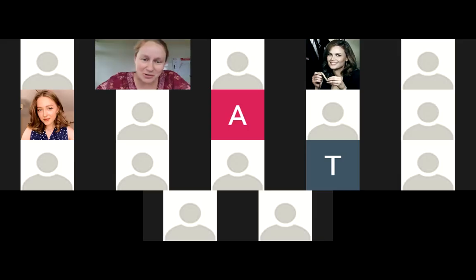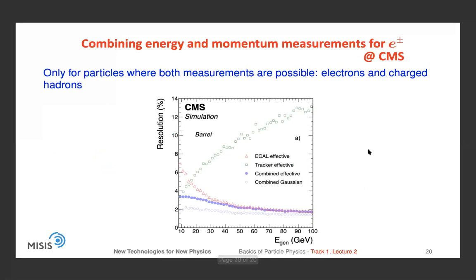And just to show you how it looks in the actual detector, I share with you the last slide. It shows how combining energy and momentum measurements for electrons and positrons looks in CMS. Here you can see the plot. It shows the energy of the electrons between 10 and 100 GeV. Here is the resolution in percent.